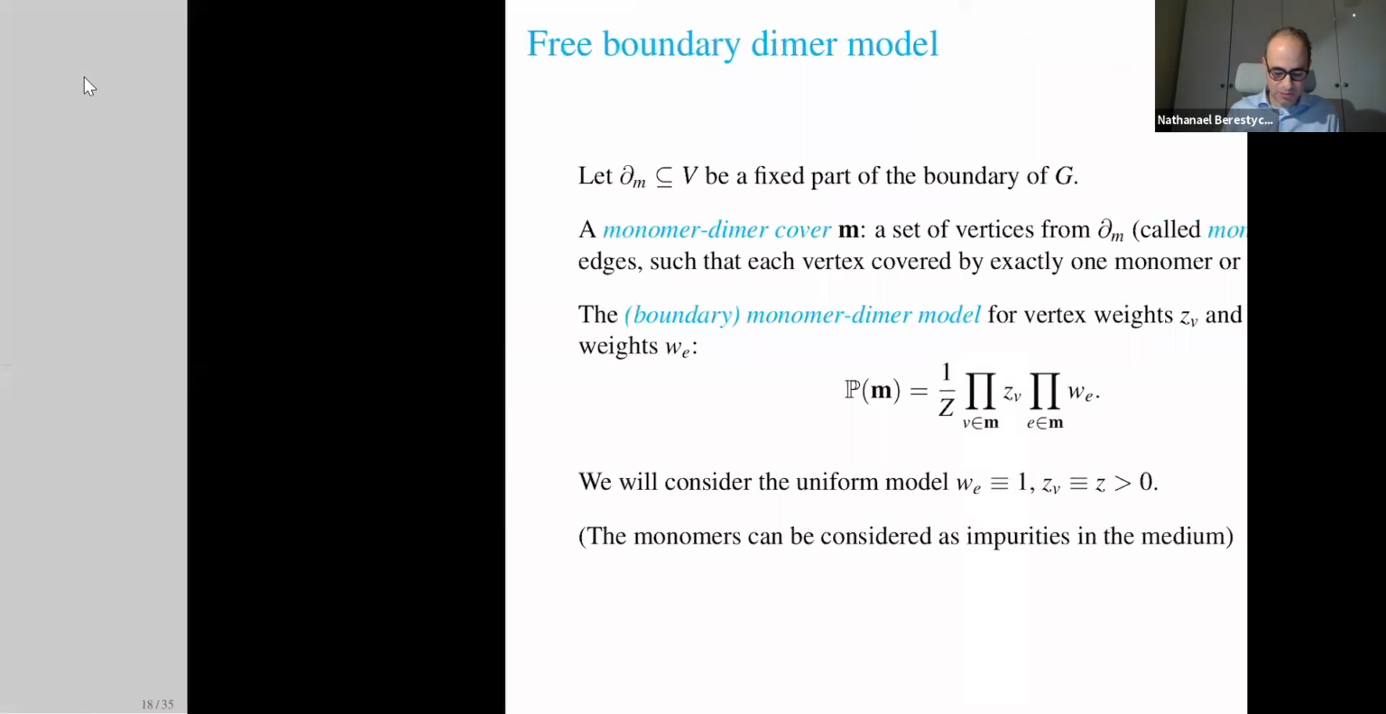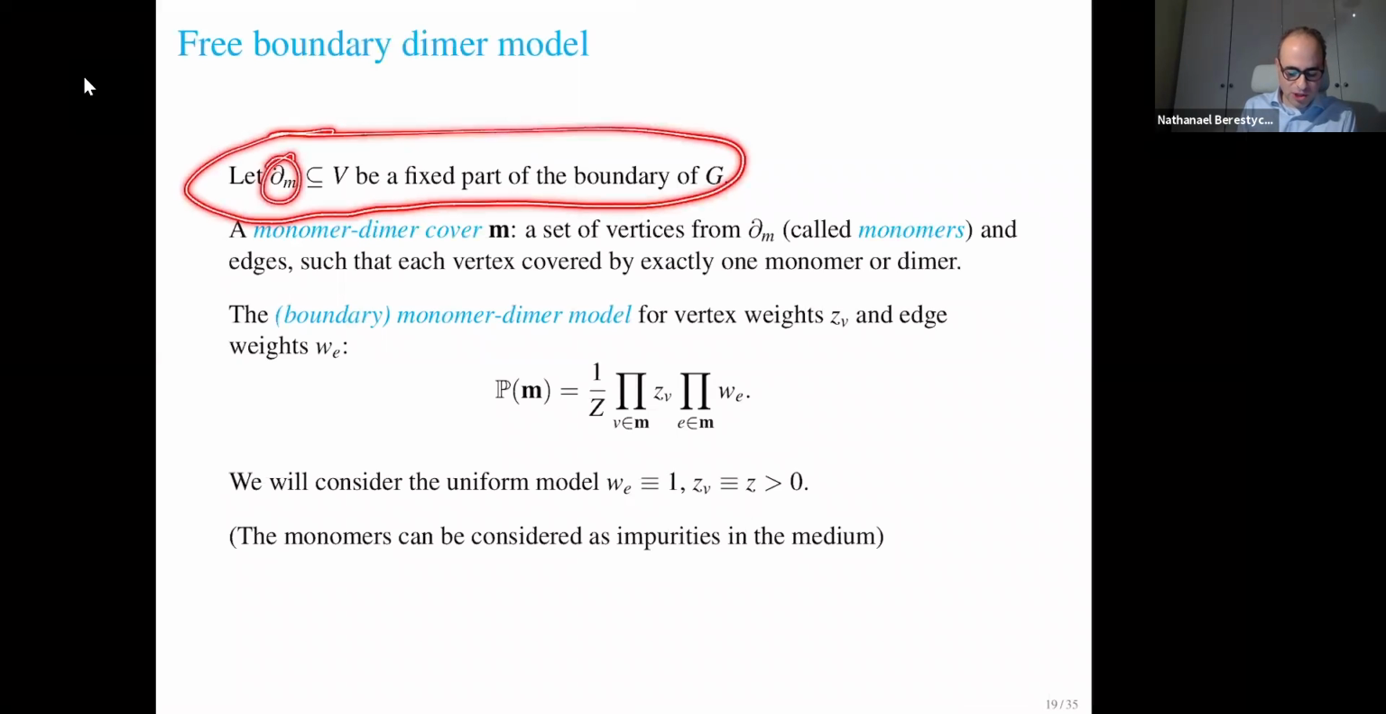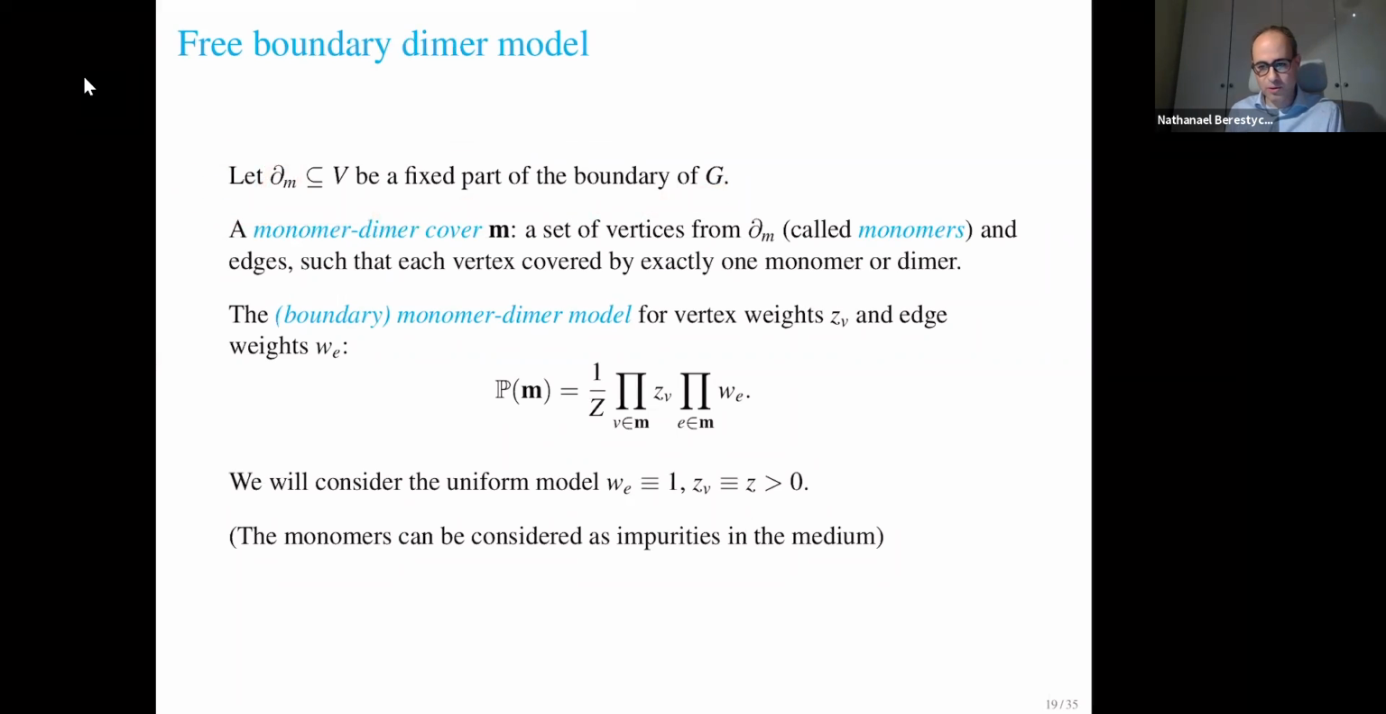It's a very simple modification. What we're going to have now is a part of the boundary, called partial M, where vertices are allowed not to be part of the dimers. They're allowed to remain isolated because they're allowed not to join a dimer. They form, in that case, what we call a monomer. And these vertices are just allowed on some specific part of the boundary, which you choose. That's part of the choice of the model.